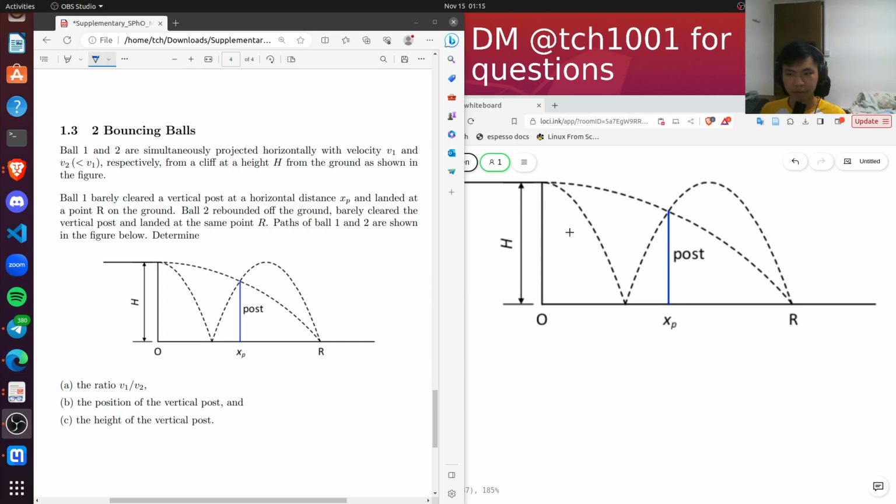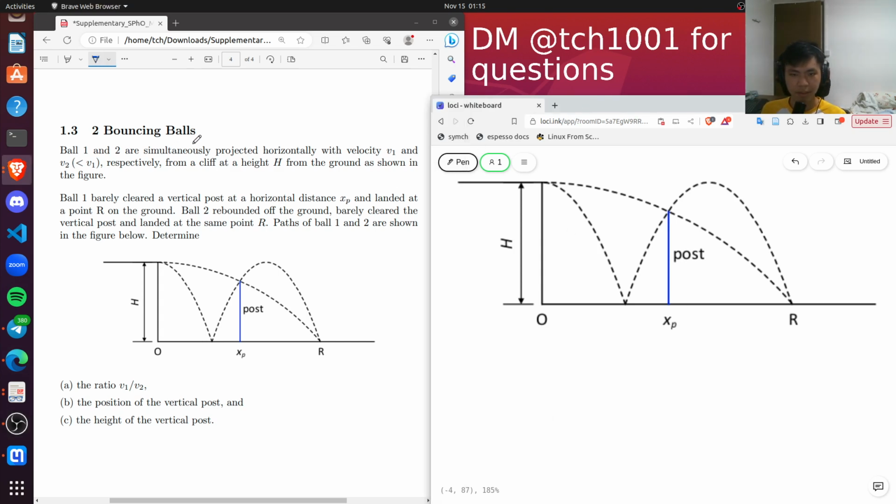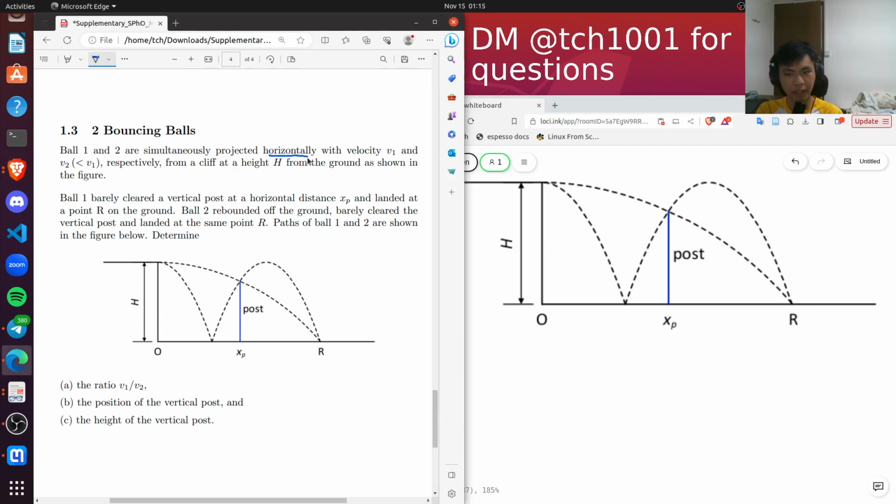Okay, so now we're here with another question. Two bouncing balls. Specifically, two balls are projected with different horizontal velocities, but they're purely horizontal, and we are asked to find, based on this diagram, the ratio of the velocities, the position of the vertical post, as well as the height of the vertical post.